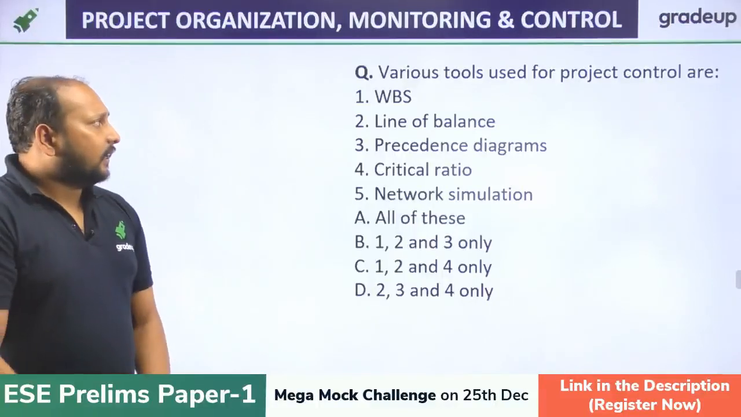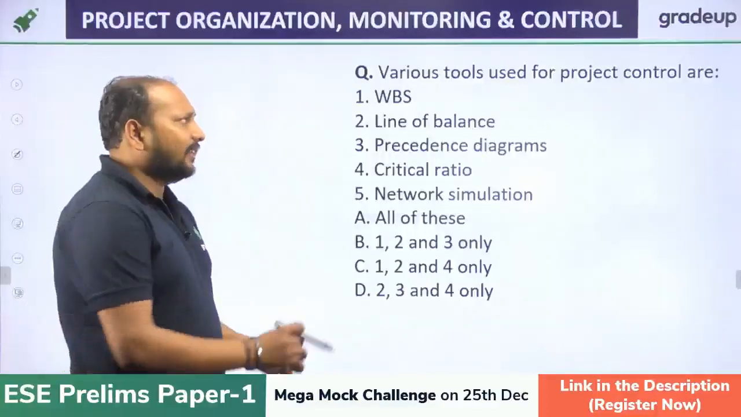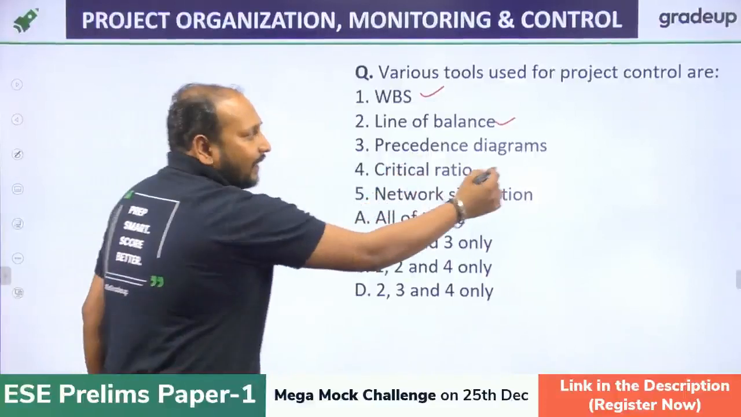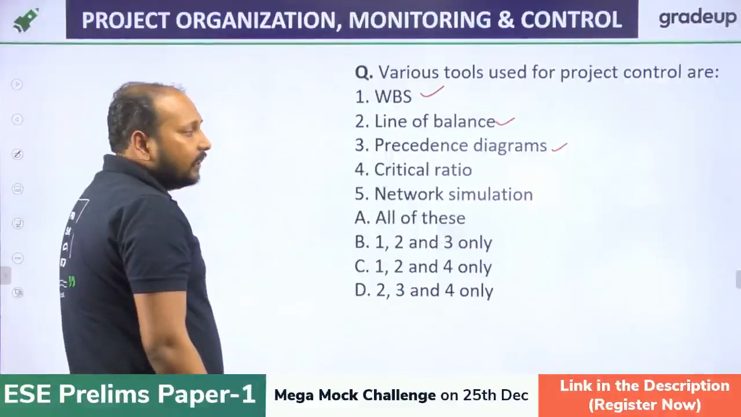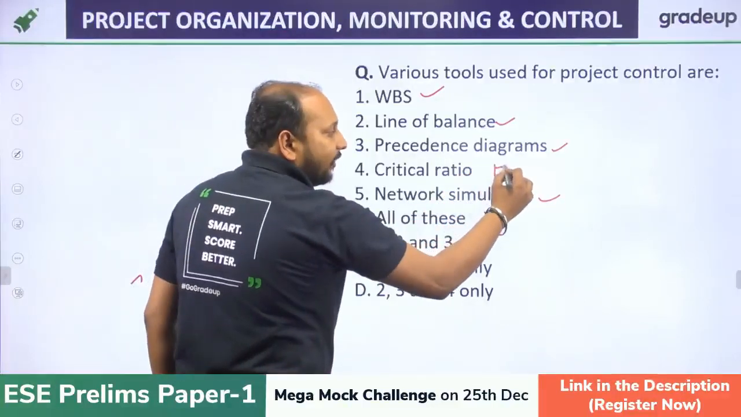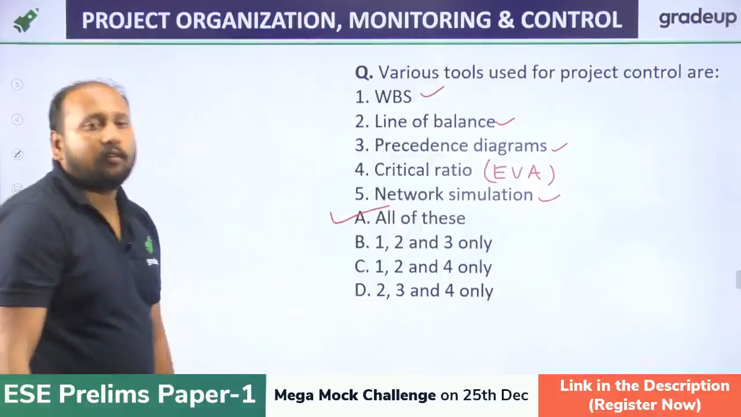Which option is correct? These are the various tools used for project control. Obviously, we have studied WBS, we have studied line of balance. Precedence diagram, basically they are talking about GERT. Network simulation is also dealing with GERT. Critical ratios, we are talking about earned value analysis. So the correct option is option A, all of these.